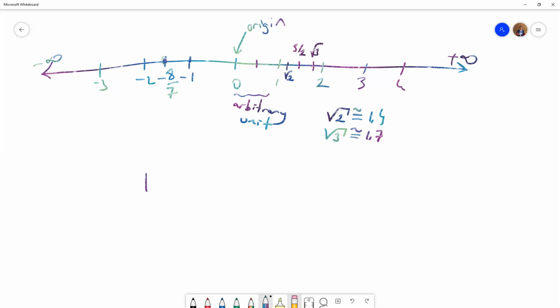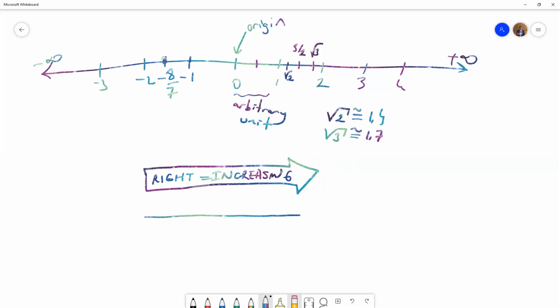As we go right, what's happening? Right, the numbers are increasing, and as we go to the left, you see, it is decreasing.